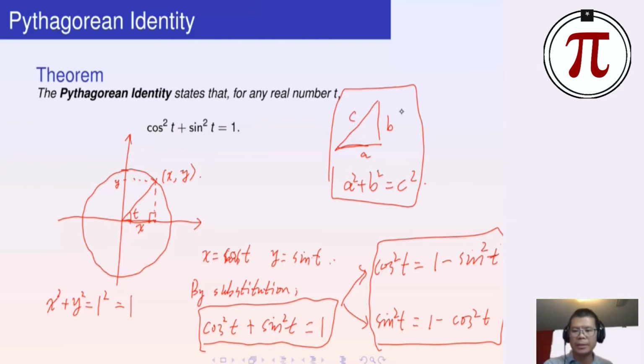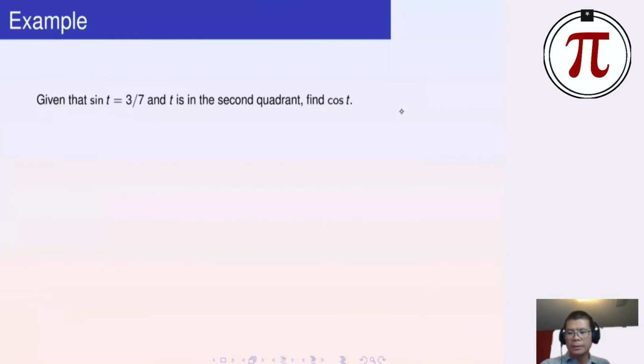All right, so now let's consider some examples here. Salim, can you read for us, please? Given that sine t equals 3 divided by 7 and t is in the second quadrant, find cosine t. Okay, very good. So for this question, let's firstly sketch this.